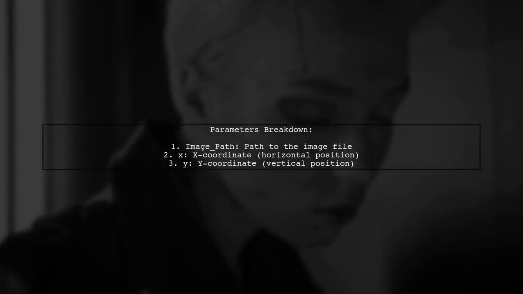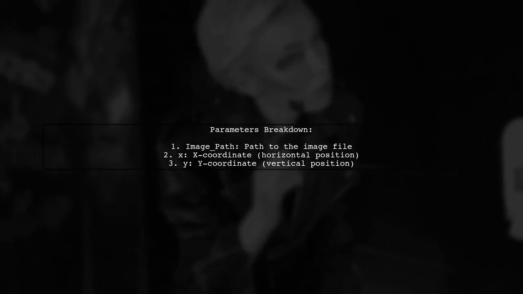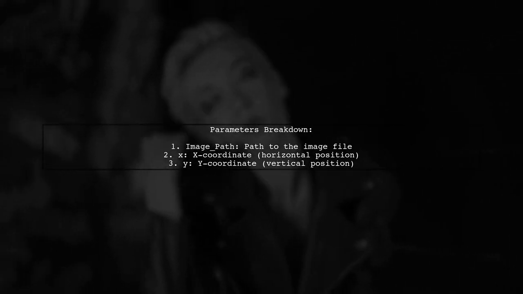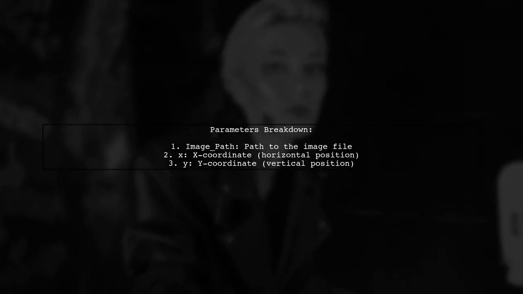To align an image in TCPDF, we need to understand the parameters of the image function. Let's break down the function call. The first parameter is the image path, which specifies the location of the image file. The second and third parameters are the X and Y coordinates for positioning the image on the page.